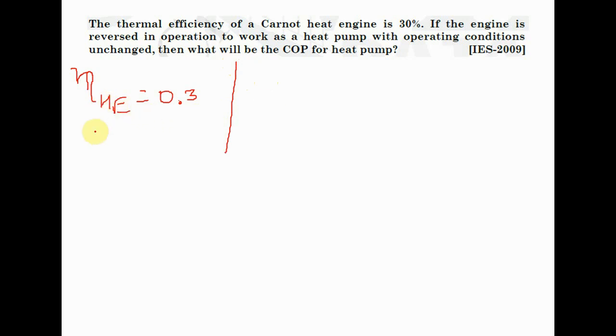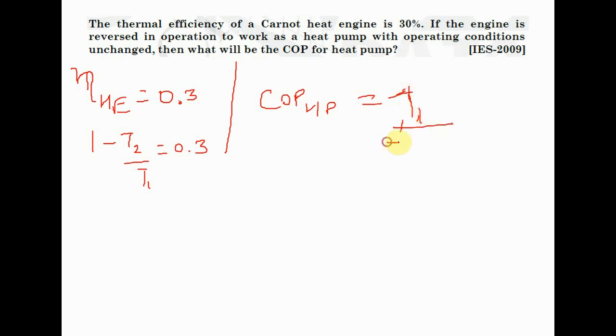of heat pump? So basically if you go by this formula, we know that 1 minus T2 by T1 is equal to 0.3, because the efficiency formula is 1 minus T2 by T1. What we have to find? We have to find COP of heat pump. COP of heat pump is nothing but T1 upon T1 minus T2. Okay. So from here we get T2 by T1 is equal to 0.7. This you keep as separate first equation.